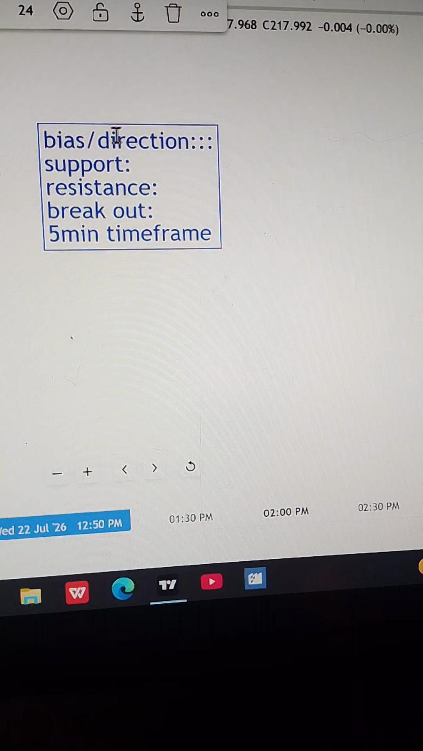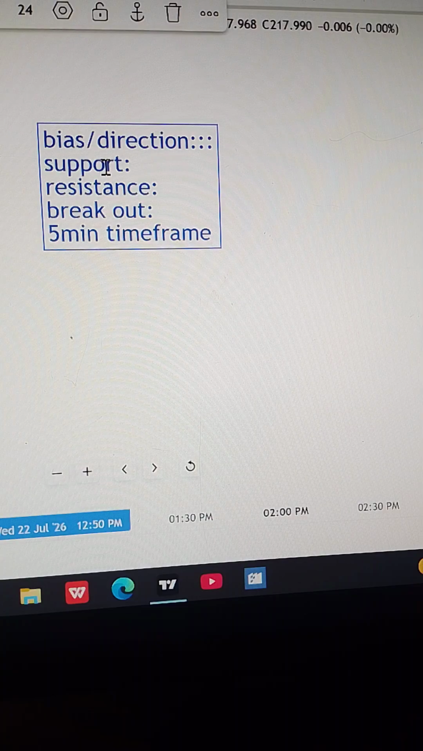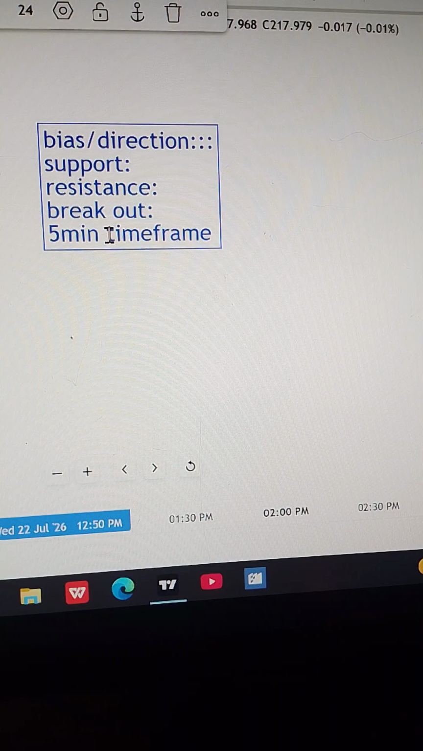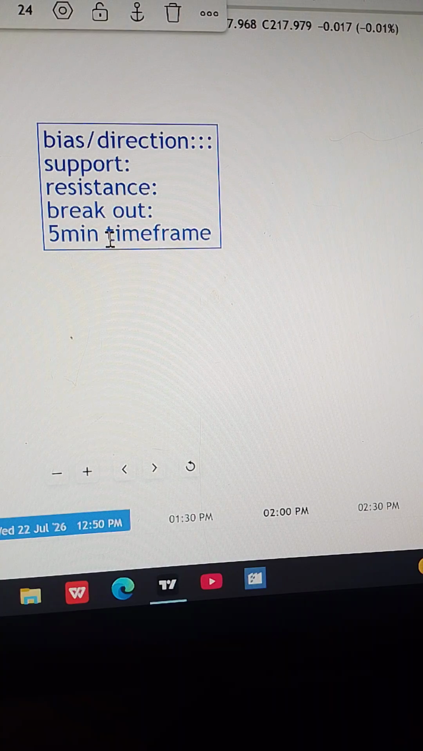So bias or direction, support, and a support is created when a red candlestick is followed by a green, red followed by green. Resistance, green followed by red, green followed by red. So you are supposed to be on the 5-minute time frame.